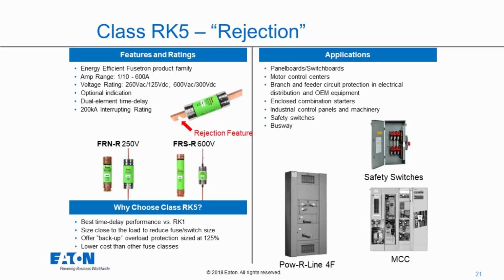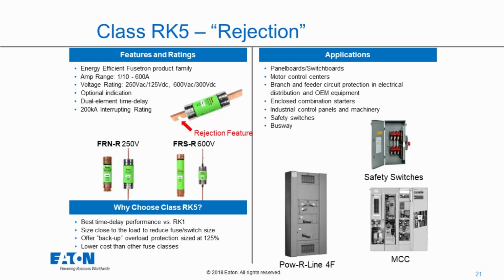When we look at the voltage ratings of these, we have a 250 volt class and a 600 volt class. The nice thing is you can't screw it up. If you've got a 250 volt rated system with 250 volt rated devices, you're only going to be able to put in a 250 volt rated fuse. When you've got a 600 volt rated system with 600 volt rated devices, you're going to be able to put a 600 volt rated fuse in. So these are sized based on the voltage as well as the current that you have. We have optional indication on these fuses.